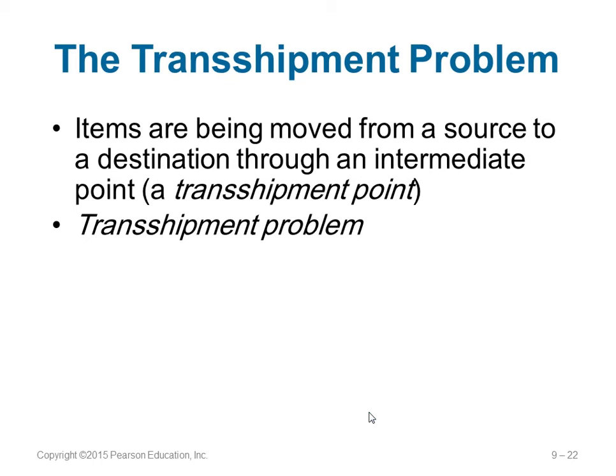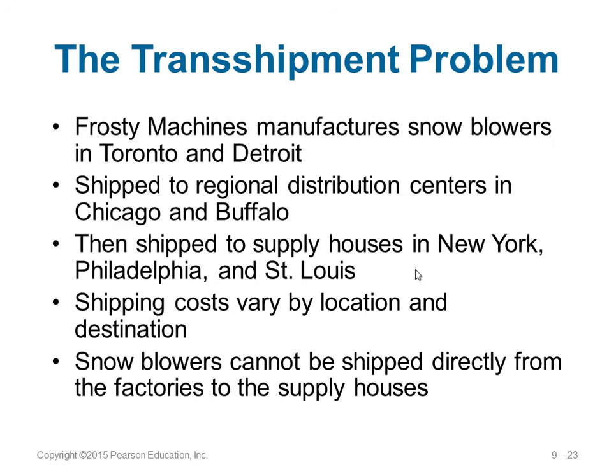The third type of problem is called the transshipment problem. Here I have a source, you have a destination, plus you have an intermediary point. So it doesn't go directly from the source to the destination. There is some location in the middle through which the item has to be transferred. This is called the transshipment point, or the transshipment problem. Here they have taken an example. They are making some machines, manufactured at places like Toronto or Detroit. They have to be transferred to regional distribution centers, which are available at 2 places. And finally, they have to be transferred to supply houses, which are at some other places.